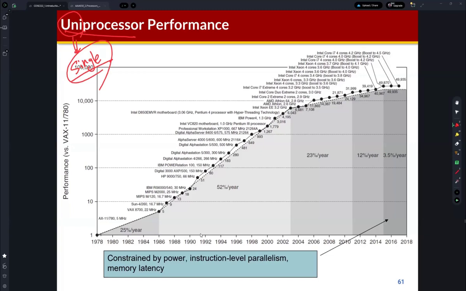In this graph, you can find that the y-axis is a log scale, and the x-axis is the year. The performance increases linearly on a log scale, which means the performance increases exponentially. It's about 20% per year, about 50% per year, 23, 12, 3.5.